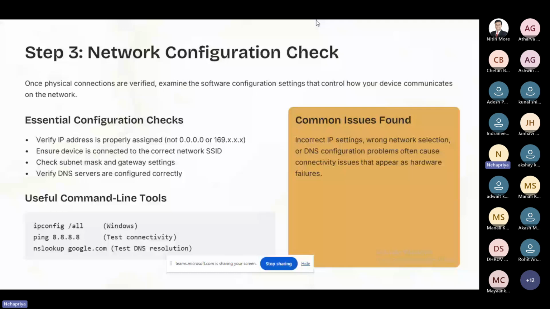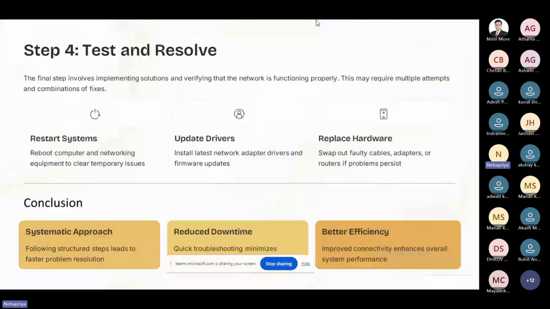Now step 4 is to test and resolve. In this step, we try different solutions and test the network again. Some common solutions include restarting the system, updating the drivers, replacing faulty cables or devices. Sometimes we need to try multiple solutions before the issue is fully resolved. So as you can see here, restart systems, update drivers, and replace hardware.